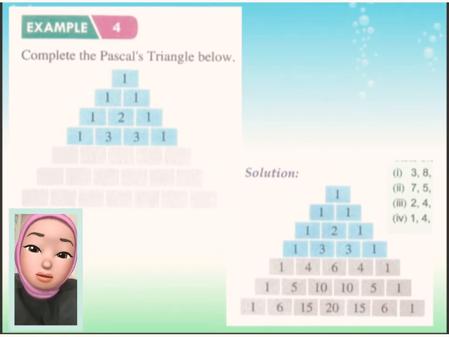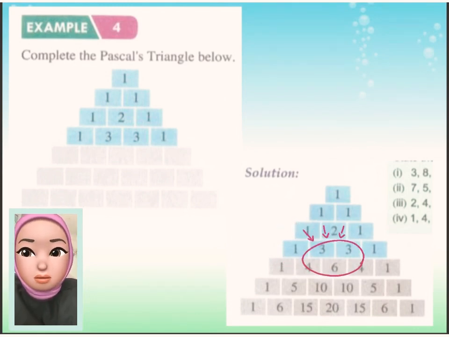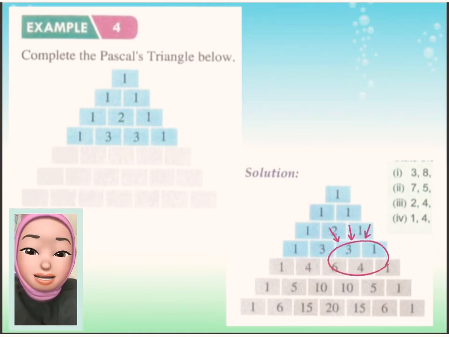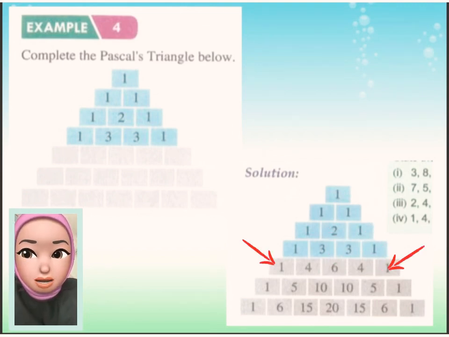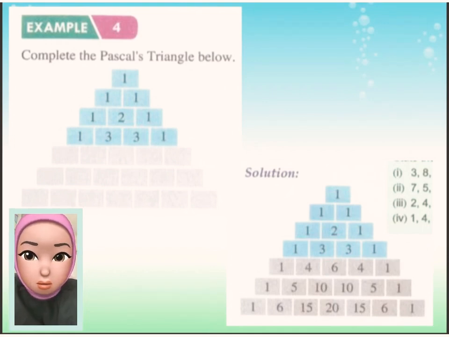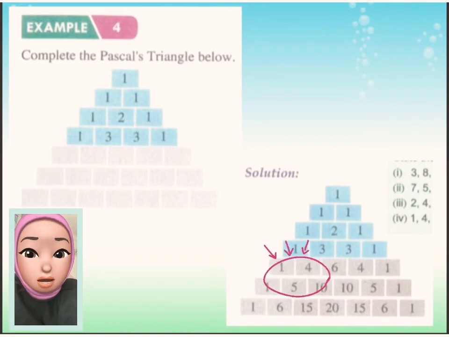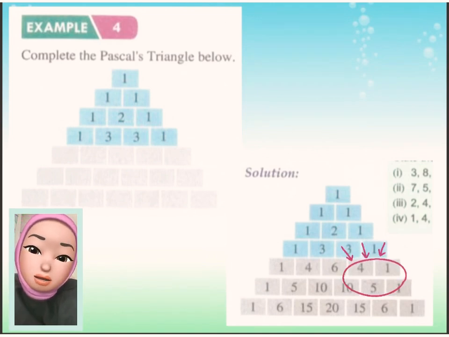So how to complete the next row? You need to add the previous row, meaning 1 plus 3, you will get 4. 3 plus 3, in the middle, you will get 6. 3 plus 1, you will get another 4. Then at this side, you need to write 1. Then to get the next row, 4 plus 6, you get 10. 6 plus 4, you get 10 also in the middle. Then at the side, 1 plus 4, you get 5. And the other side, 4 plus 1, you get 5.